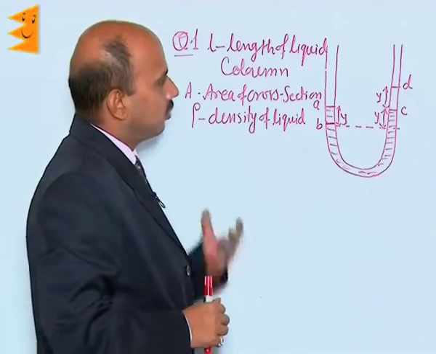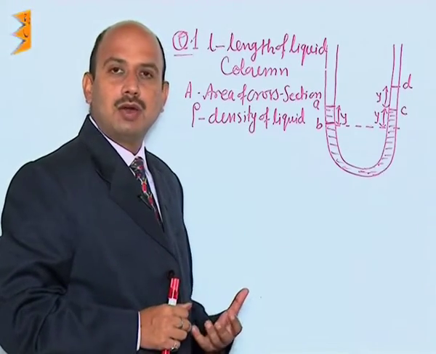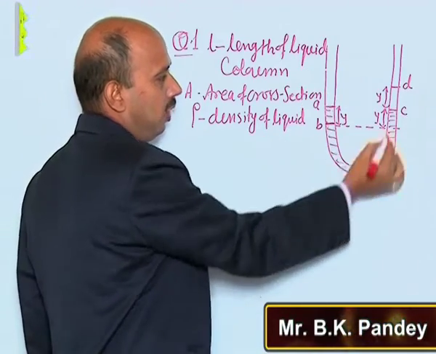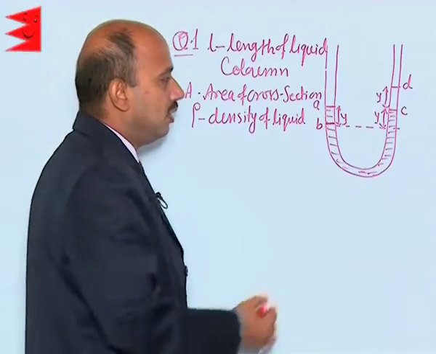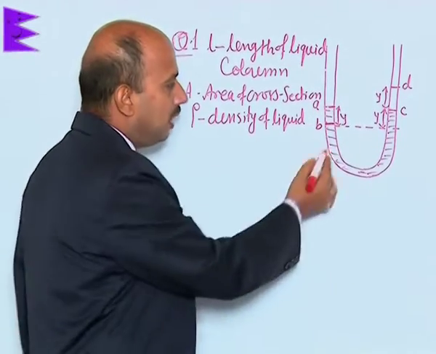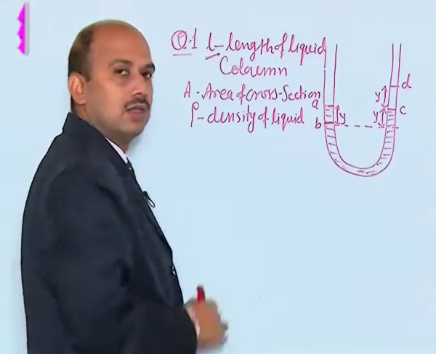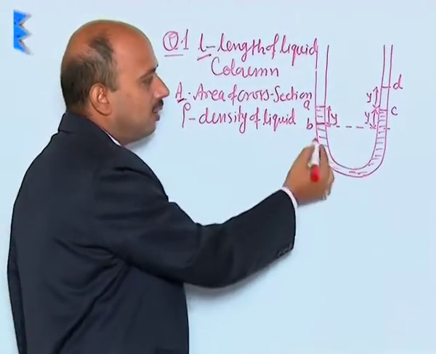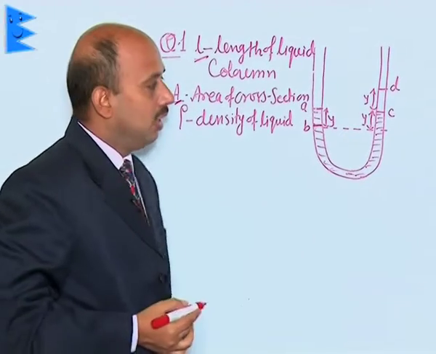Now see here, this is a question where you have to find out the time period of the liquid column. So this is a U tube you have taken here, and in this U tube liquid is filled up here. The length of the liquid column is L, the area of cross section of the tube is capital A, and rho is the density of the liquid.